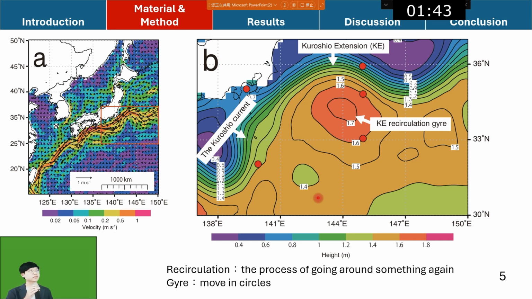So at the start, we need to expand some keywords. We can see there is the Kuroshio, and when the Kuroshio goes there it becomes the Kuroshio Extension. The current becomes slower and things will stop here and go around, round, and round. This is called the KE recirculation gyre.